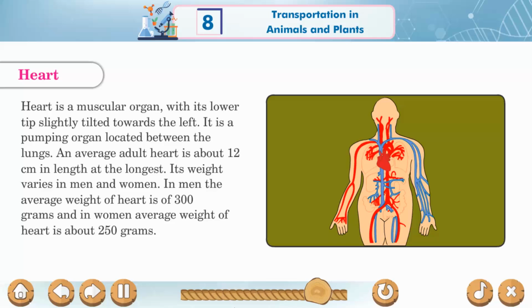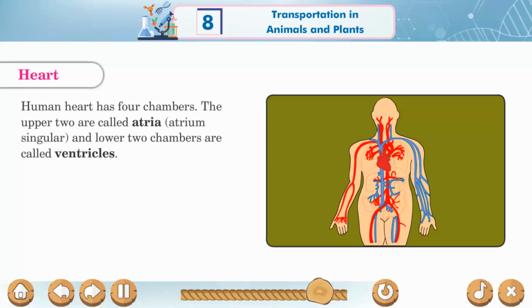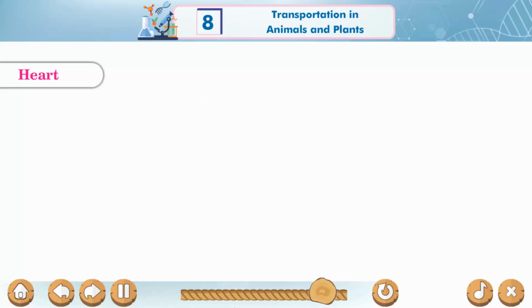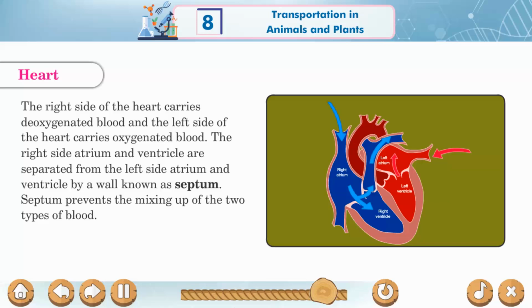In men, the average weight of heart is 300 grams and in women, average weight of heart is about 250 grams. Human heart has 4 chambers. The upper 2 are called atria, that is, atrium is singular, and lower 2 chambers are called ventricles. The right side of the heart carries deoxygenated blood and the left side of the heart carries oxygenated blood.